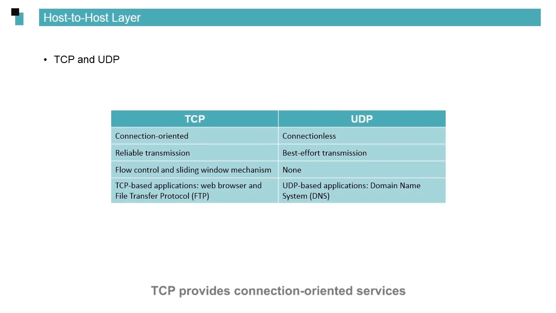TCP provides connection-oriented services. UDP provides connectionless best effort transmission. TCP requires that each data packet be reliably transmitted, such as data for HTTP web browsers, email programs, and file transfer programs. UDP merely sends data packets and does not care about whether a next hop receives the data packet. For example, IP voice and video stream data is transmitted using UDP.